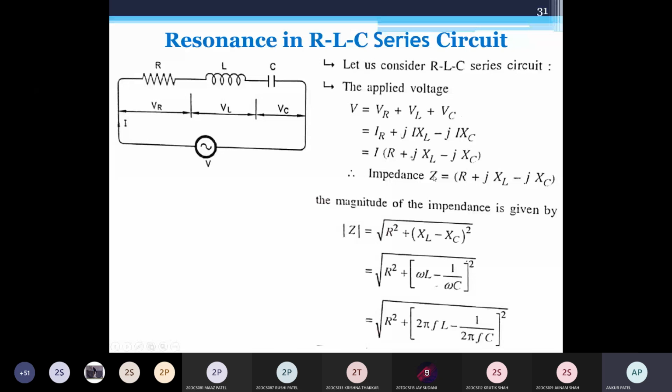Suppose we want to find magnitude of this impedance, then we can write square root of R square plus XL minus XC whole square. But XL is equal to omega L, XC is equal to 1 upon omega C. Further we know omega is equal to 2 pi f, and by substituting this, it becomes R square plus, in square bracket, 2 pi f L minus 1 upon 2 pi f C whole square.